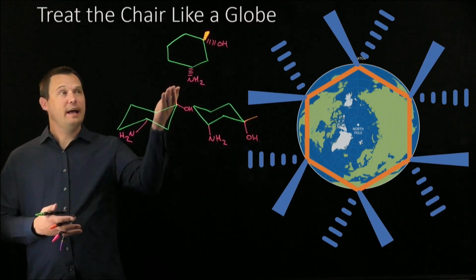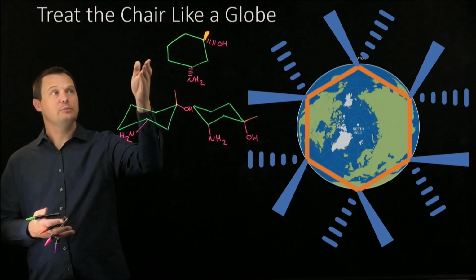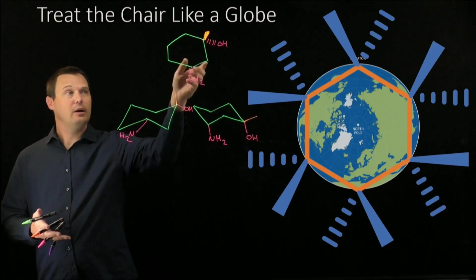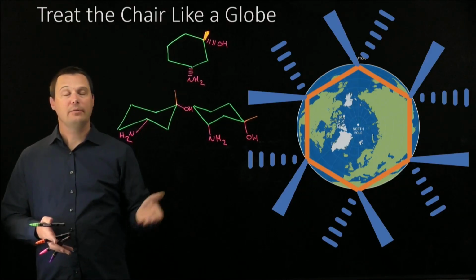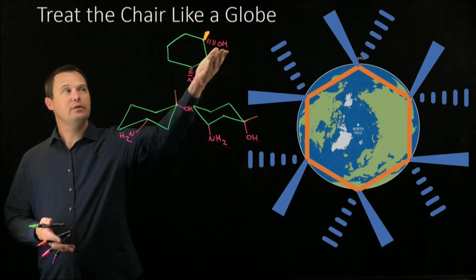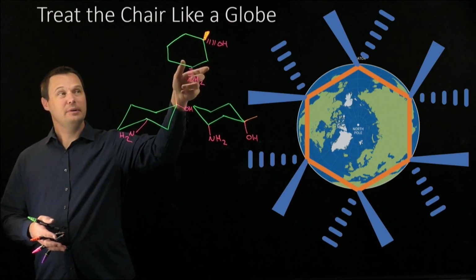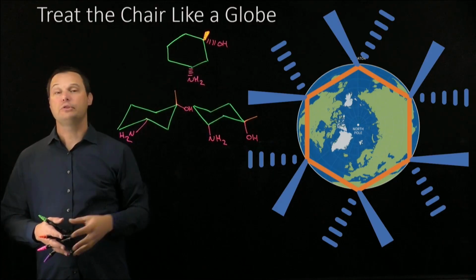So when you draw the flat hexagon and wedge means up and dash means down, up and down are not arbitrary anymore. They refer to which hemisphere the substituent occupies, either the northern hemisphere for wedges or the southern hemisphere for dashes. And that idea becomes incredibly important when we switch over to chair structures.